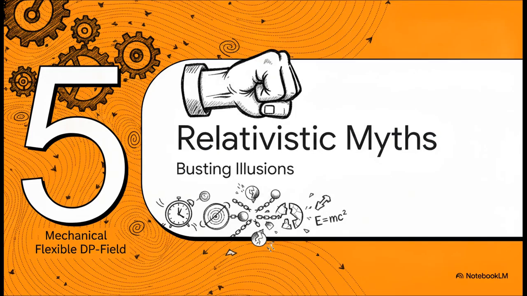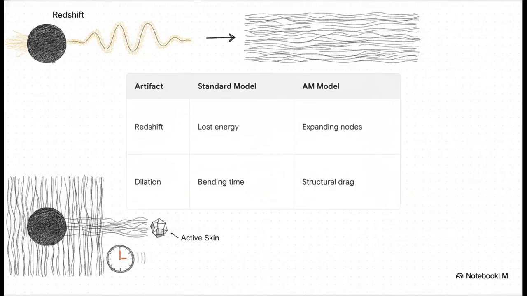Armed with that knowledge, we are ready for Section 5, Mechanics of Relativistic Illusions. We can finally bust some major relativistic myths. Abstract concepts that have baffled people for a century can be systematically resolved as straightforward mechanical scaling phenomena.